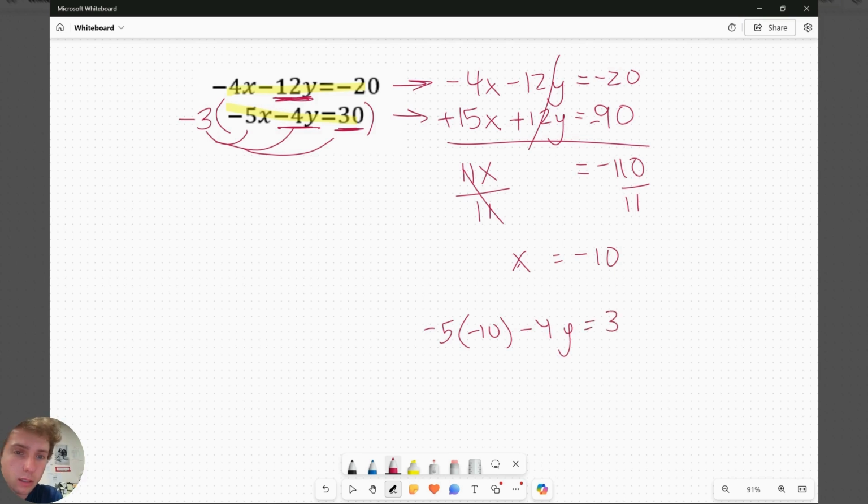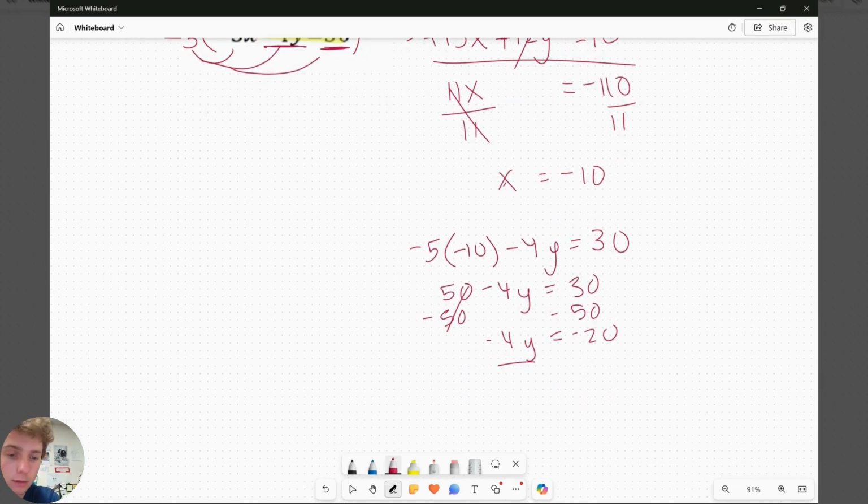Realize your y will not always eliminate. Sometimes you eliminate the x. It's whichever one works out easier. So now when we're solving, go through your process, find your value, and get your final solution. It looks like in this case, we're going to end with a value of 5. So our solution then is negative 10, positive 5, x comma y.